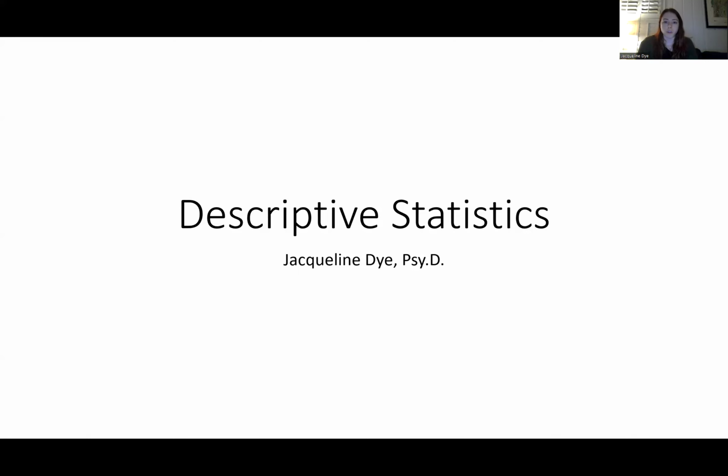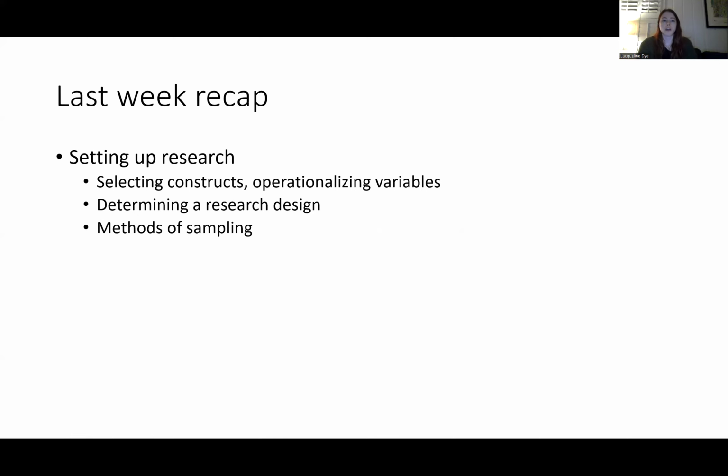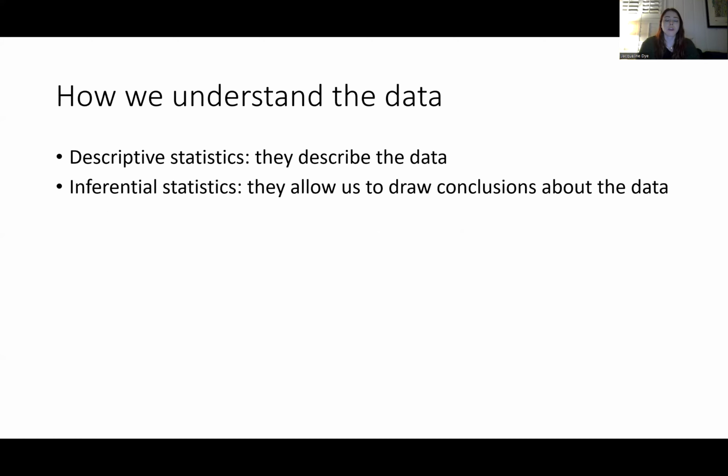So this week we're going to start with descriptive statistics. And just a quick recap from last week. Last week we talked about setting up a research project, selecting your constructs, operationalizing your variables, determining a research design, and then selecting a method of sampling for your research. So this week we're going to talk about, once you have the data, how do you make sense of it? How do we go about interpreting the data?